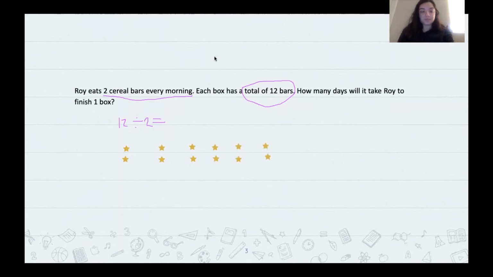So let's take a look. That is 1 day. Let me draw this out. Day 1, day 2, day 3, day 4, day 5, and day 6. That means it's going to take 6 days for Roy to eat the entire box of cereal. Let's move on to the next problem.